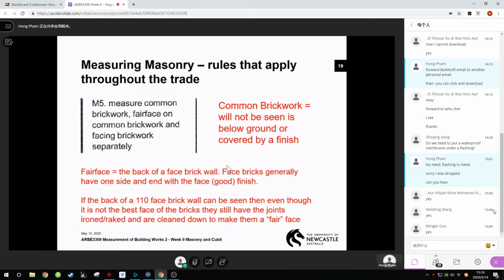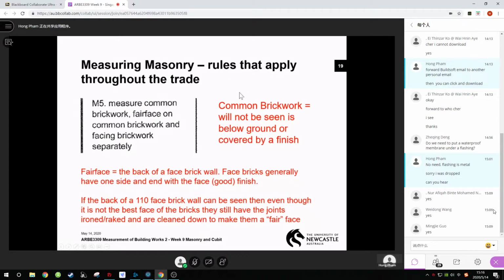If you said leave that as commons, the brickies just go whack, whack, whack. When they finish laying, they strike the beds off and the perp ends off and just leave them, and they're fairly rough. So fair face is a thing to watch out for. Wherever you've got a 110 wall and it's accessible both sides, always look out for fair face if it's a face brick wall.